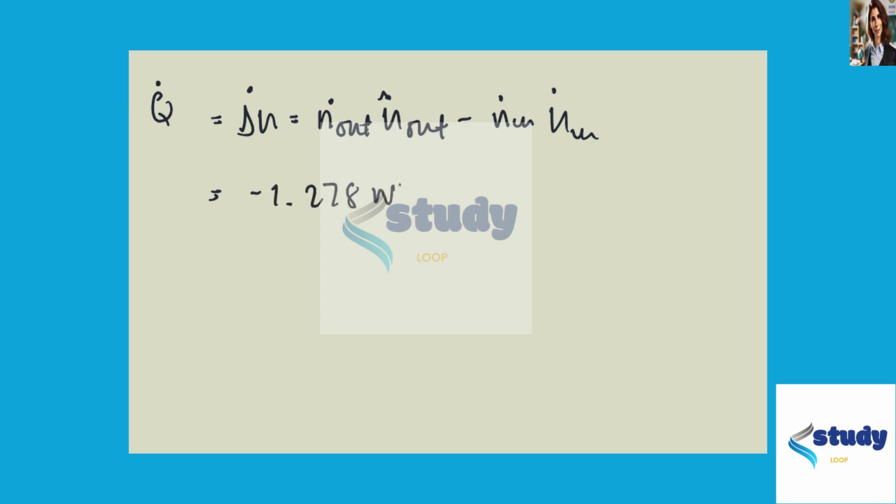So we were drawing a flowchart for the system where we have some missing values. So the first thing we need to do is perform an energy balance on the system. So we have Q dot equal to delta H dot equal to N out dot H out dot, take away N in dot H in dot, where this value is equal to negative 1.278 kilowatts.